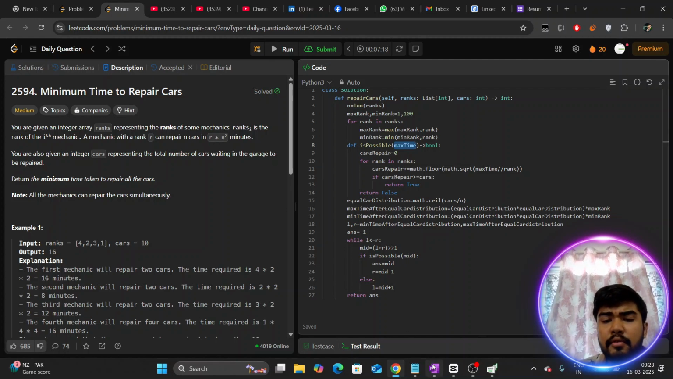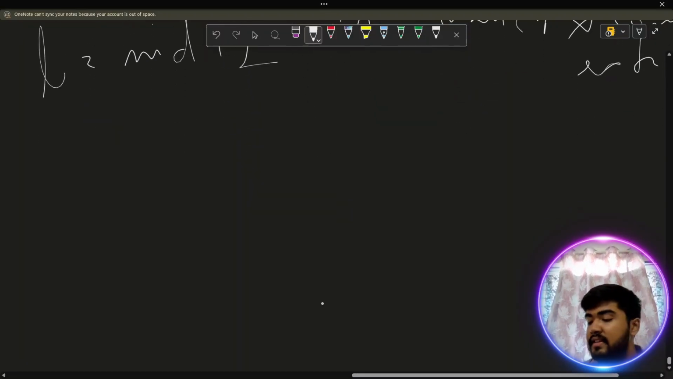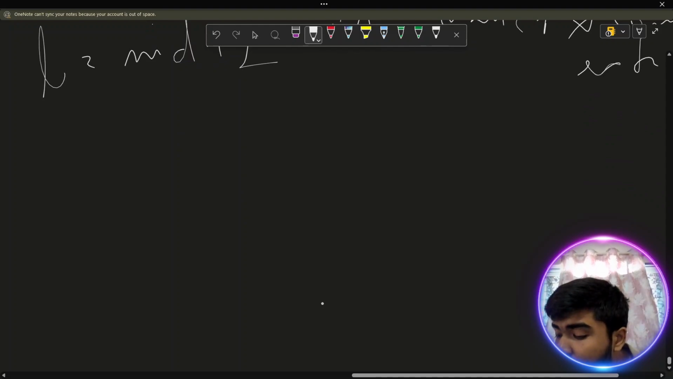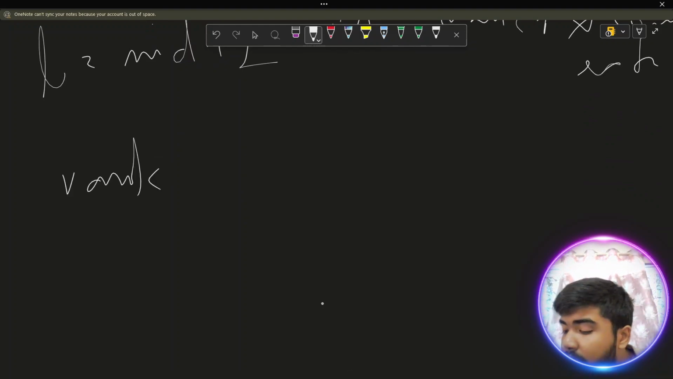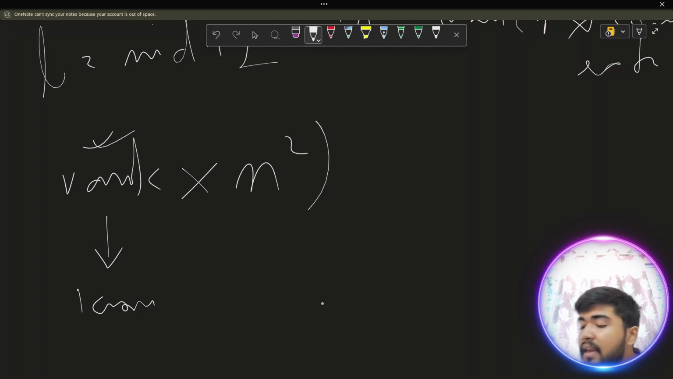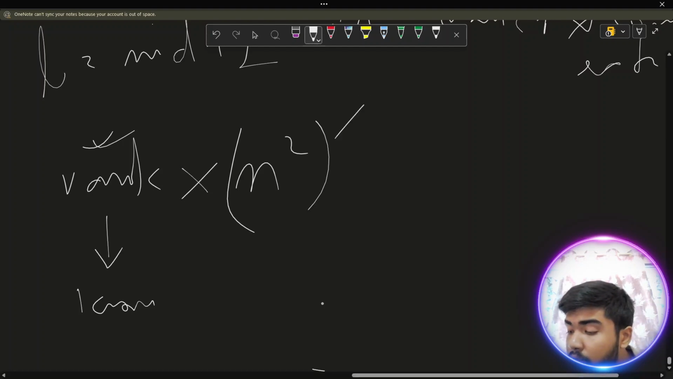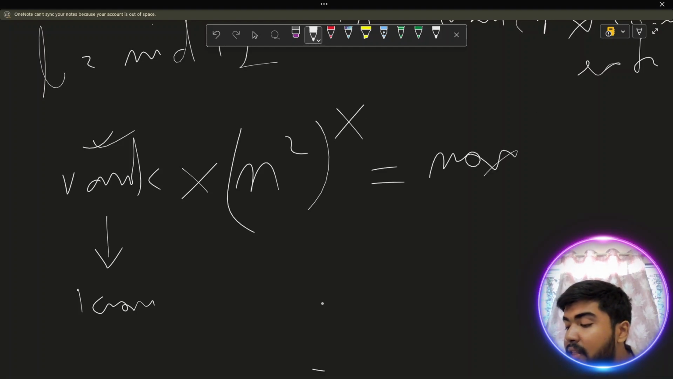So let me quickly go to the OneNote to give you a gist. A particular mechanic has rank equal to rank, which we know. But n square, what is n square? How many cars I am going to assign to this particular mechanic, that we don't know. And there is a max time defined by the binary search, that we also know.